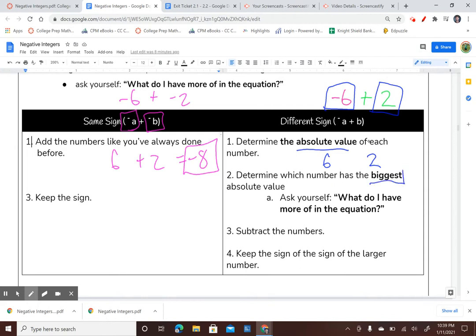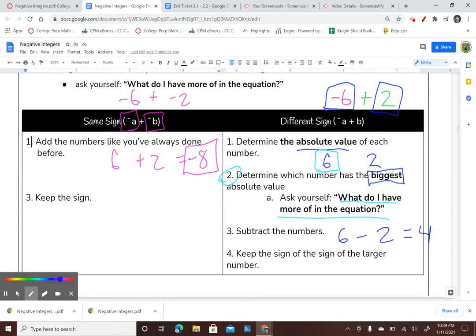So here, if the absolute values of -6 and +2 are 6 and 2, we're going to next determine which number has the biggest absolute value. In other words, which number is bigger, 6 or 2? Well, that's easy, right? 6 is going to be bigger than 2. That's what I have more of in the equation. And so my third step now is to subtract these two numbers. I'm going to do 6 minus 2. Not going to worry about the sign right now, and that's going to give me 4.